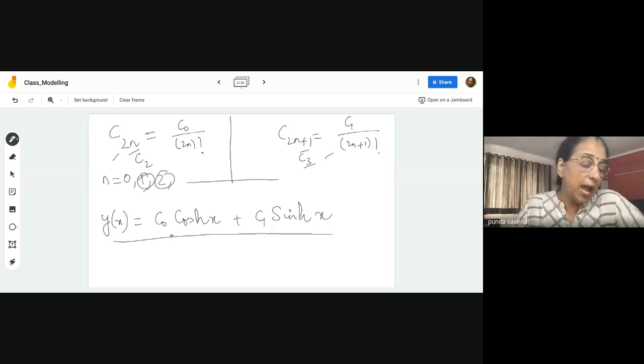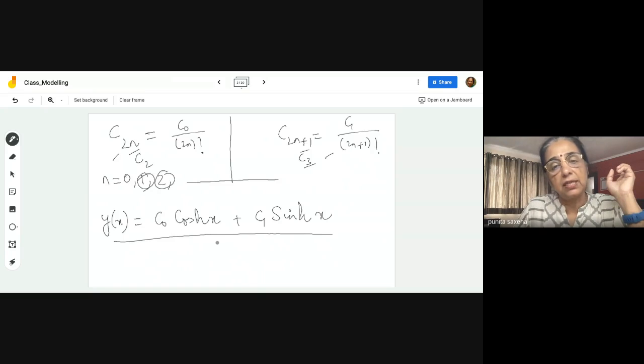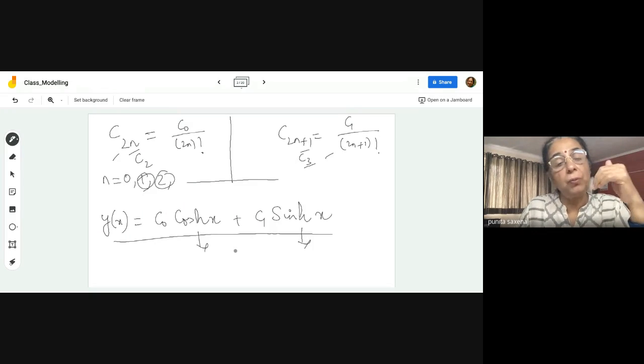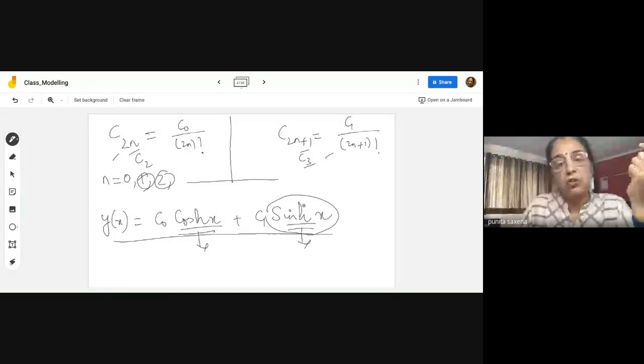So what does that mean? The moment you are able to express it in terms of some function, of course, you might not be able to do it for every such solution. But one thing is very clear: whatever power series we had, it is a convergent power series, number one. And secondly, it converges to this function, cos hyperbolic x. Similarly, the second series is also a convergent power series, and it converges to this. So basically, what have you got?